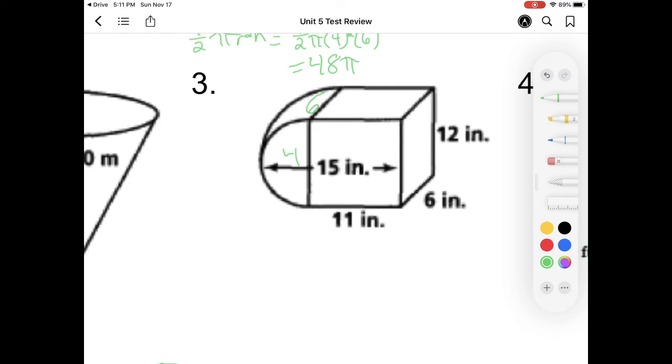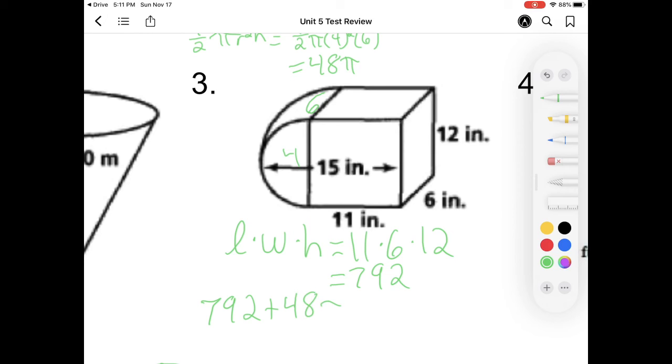Then we have to find the volume of our rectangular prism, or our box, where we take length times width times height, which is 11 times 6 times 12. And then we get the volume of our box is 792. So we're going to take 792 and add it to our 48 pi, which we get approximately 942.8.